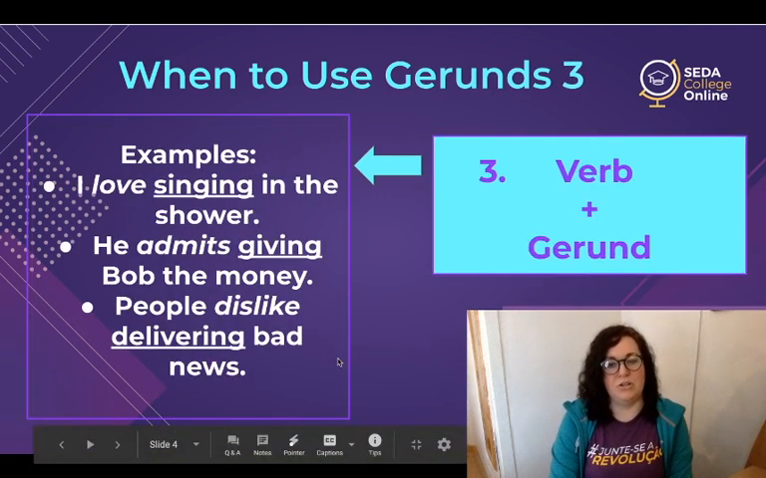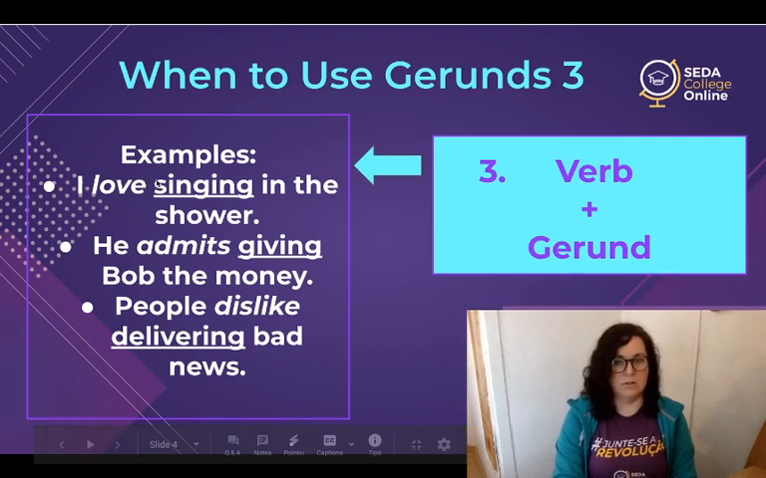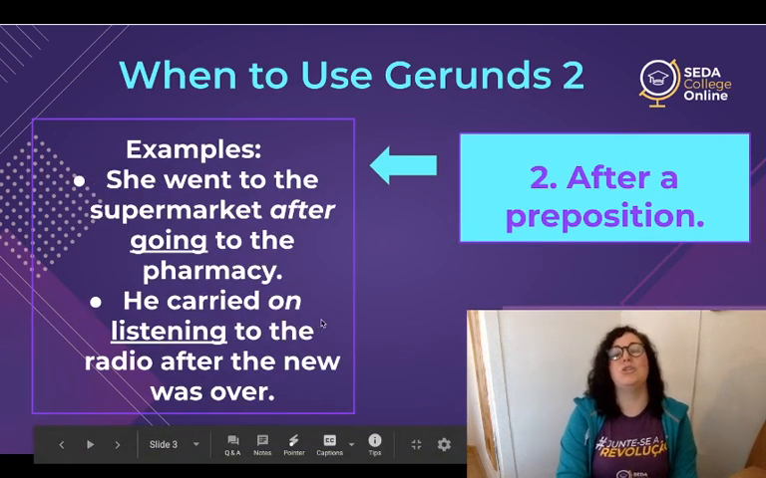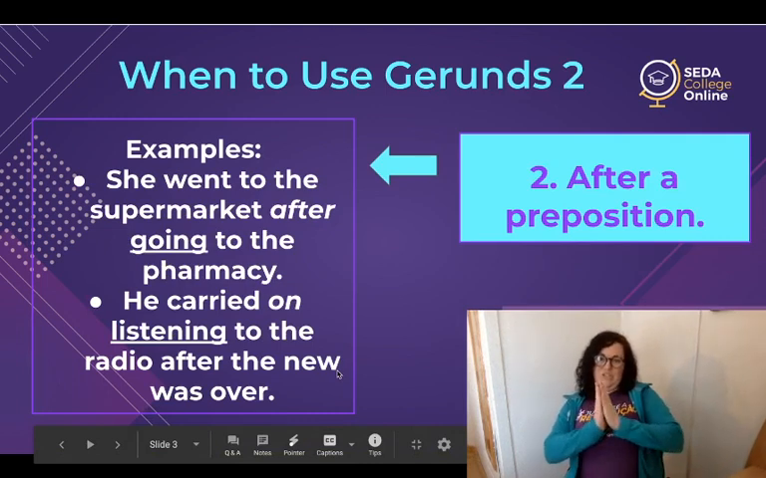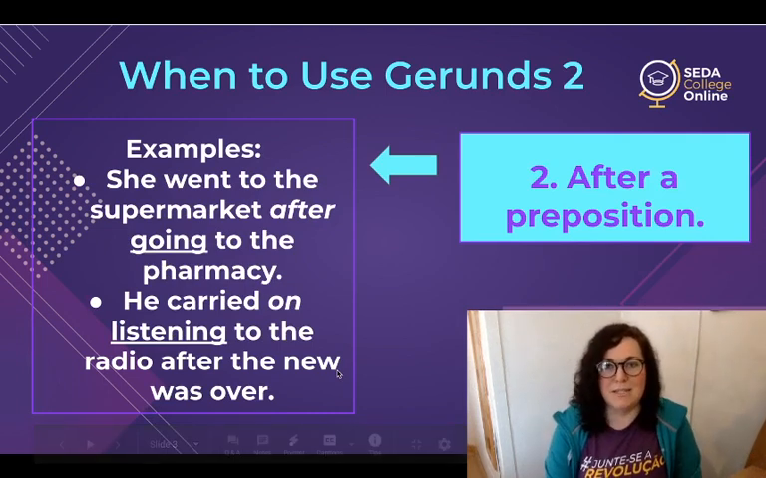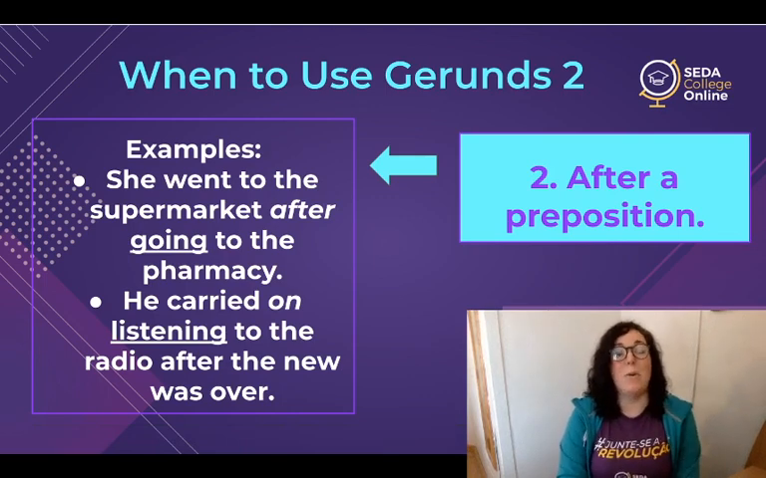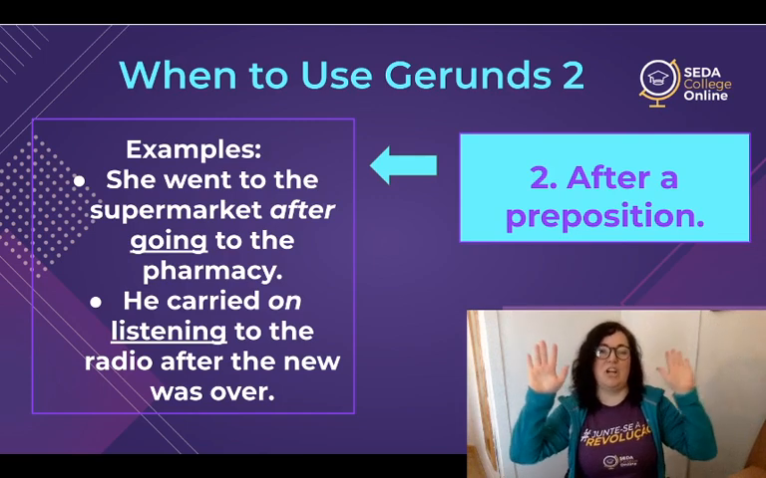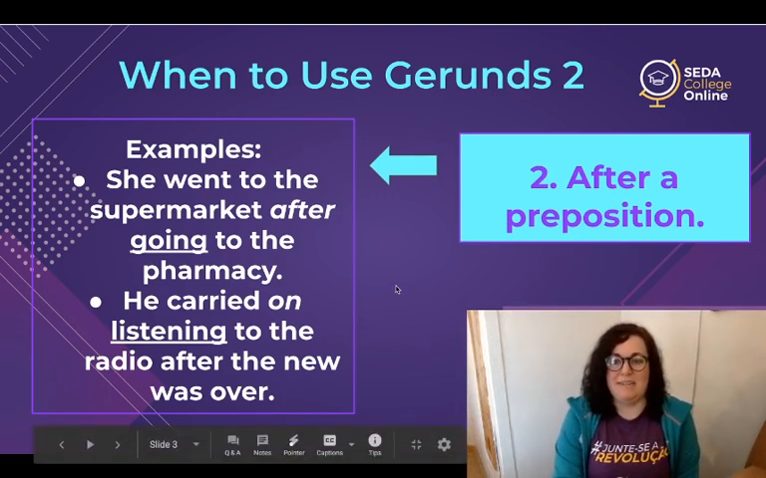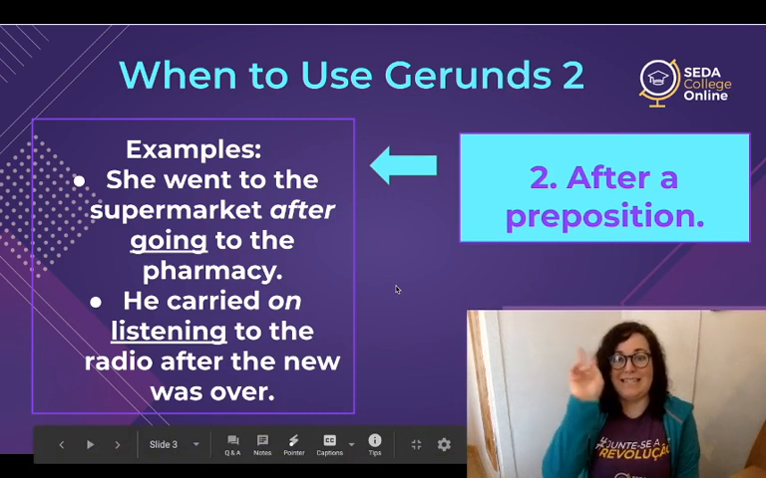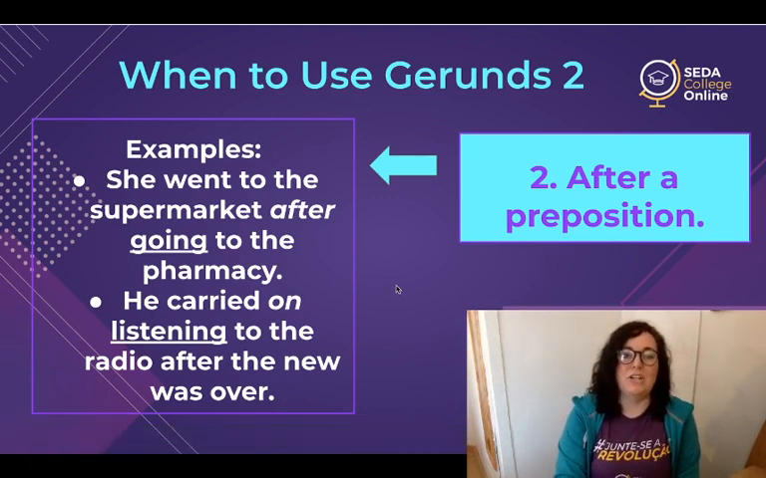Oh, that should have been news was over. Gotta go back. After the news was over. Okay, so as usual, teacher Lydia has a little mistake in her slides, and it's always good if you notice it before me. If you got that, good job. You're on top of your game, my friends. Alrighty, after a preposition, that's the second example of when we can do it.